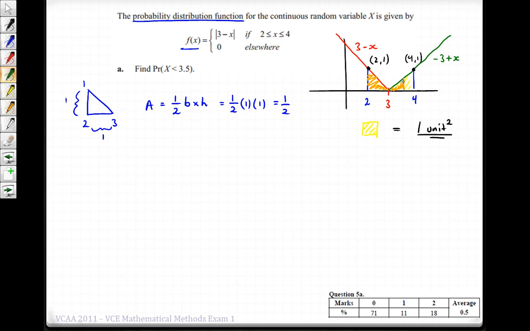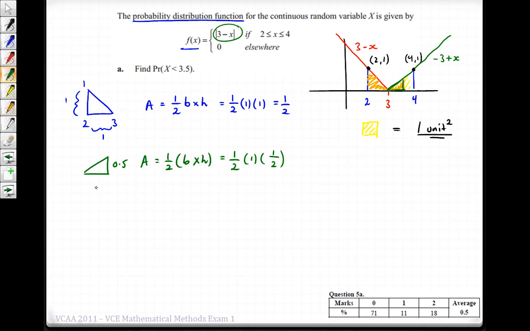Now our second triangle, this one on this side, is a little bit smaller. It's sort of like this, and we've still got 1 as the length, but the height this time is when we sub 3.5 into here. So 3 minus 3.5 is 0.5. So this height up here is 0.5. So our area is equal to a half base times height. Now the base is 1, but the height here is a half.